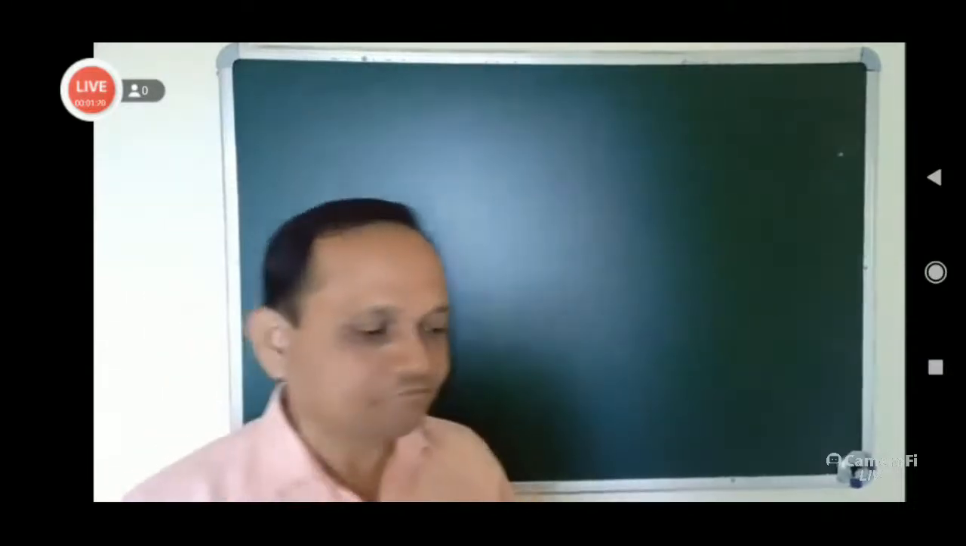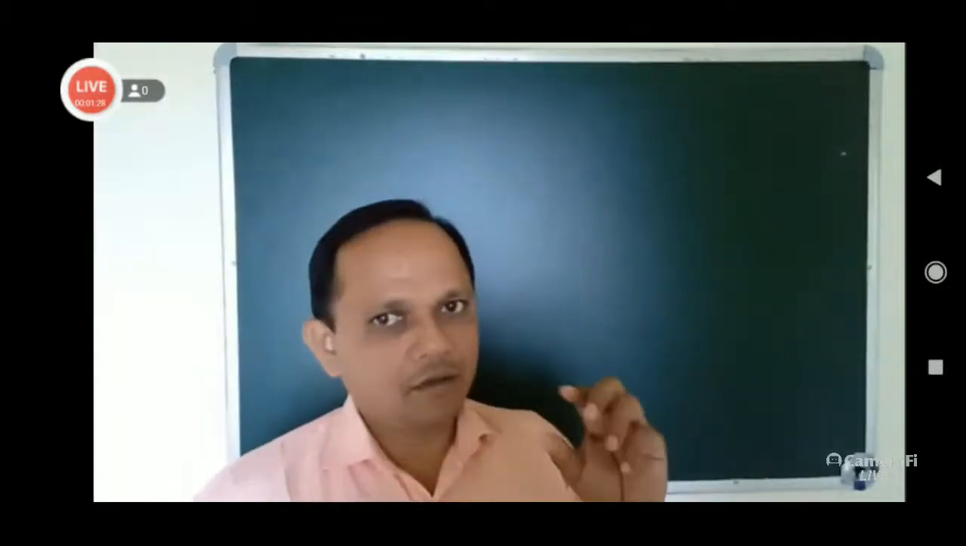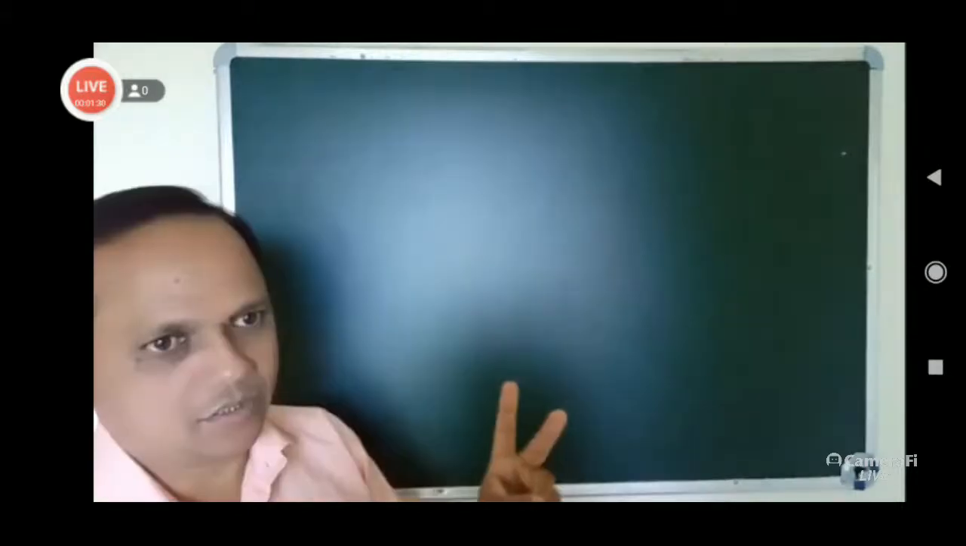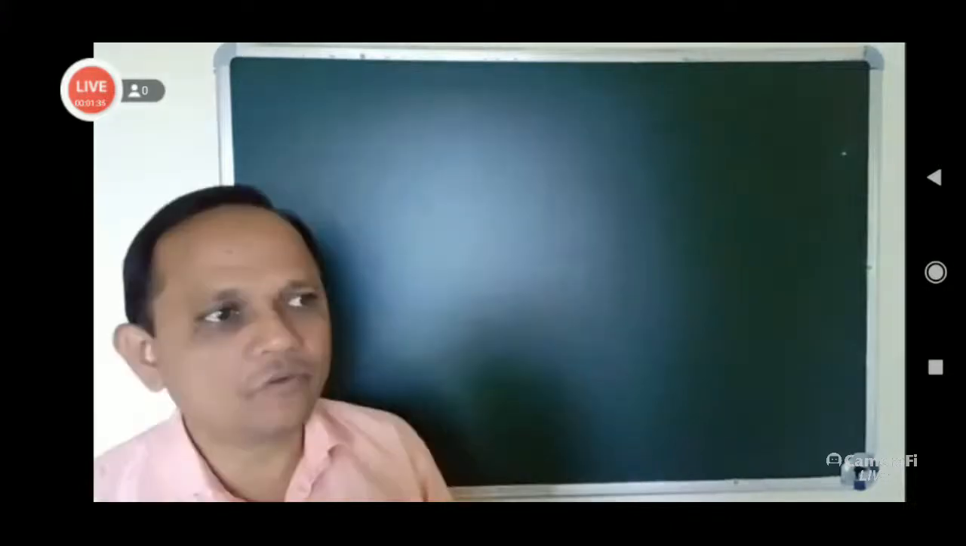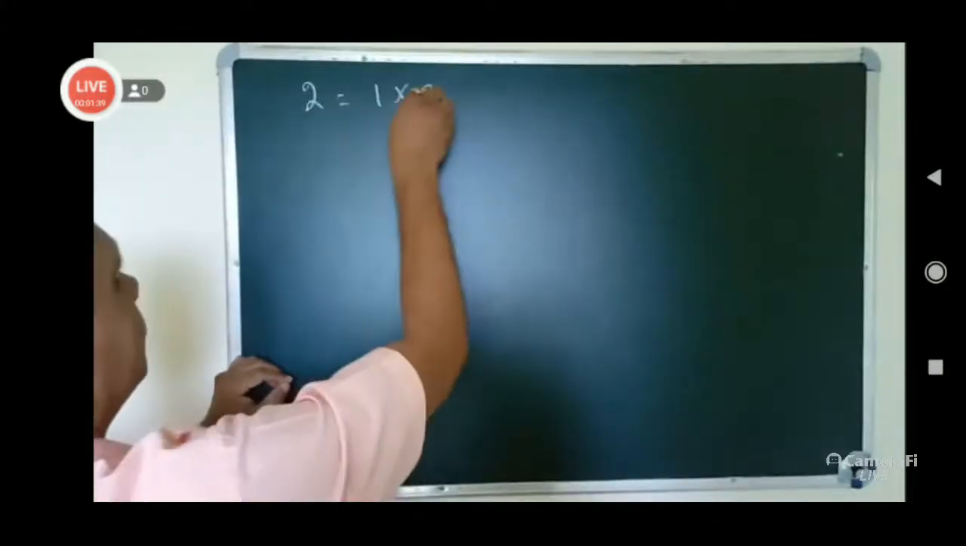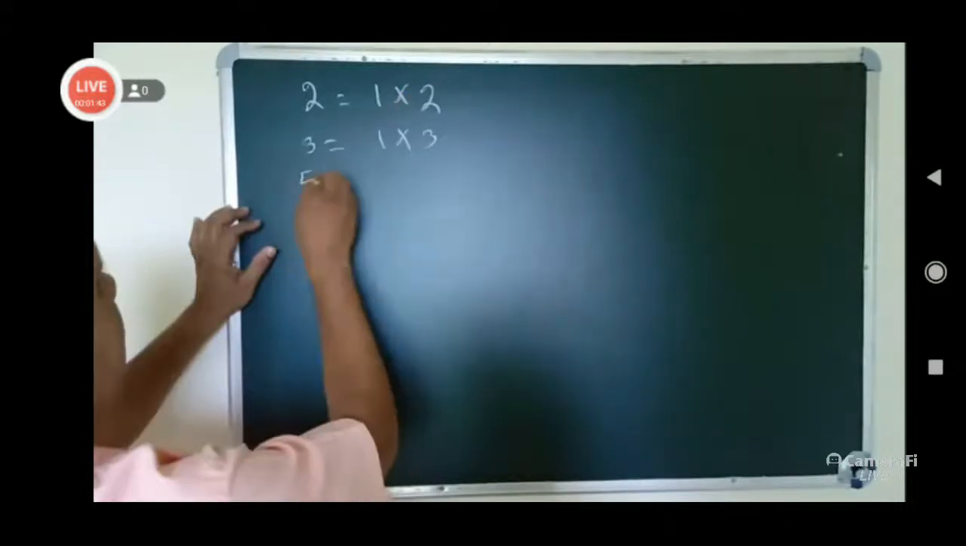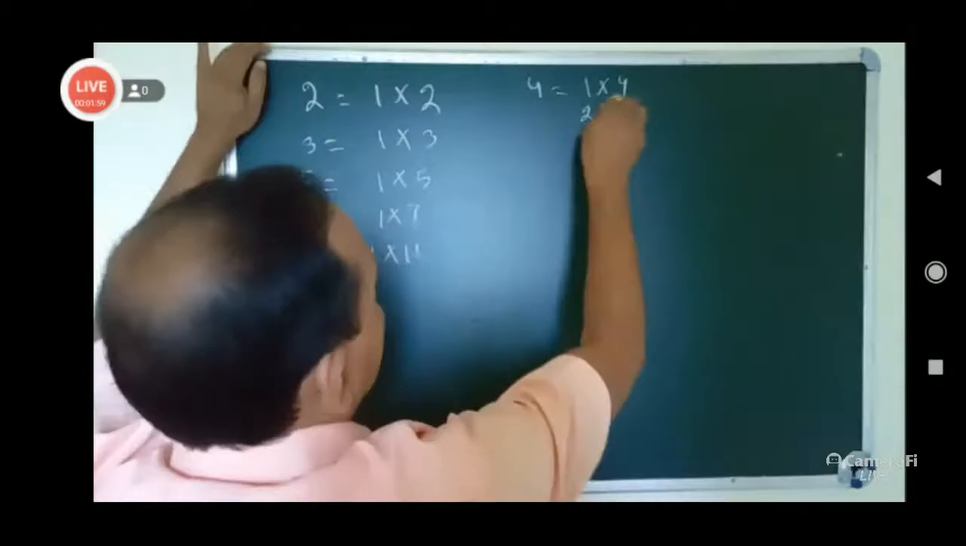We will discuss composite numbers and prime numbers. In the last class I discussed prime numbers. What is a prime number? A number that has exactly two factors, one and itself, is called a prime number. Suppose 2 equals 1 into 2, and 5 equals 1 into 5.